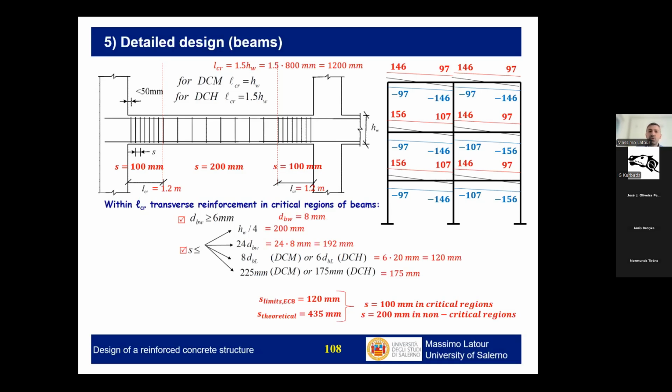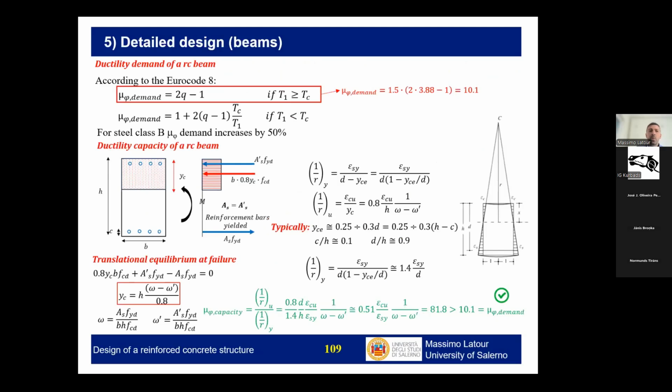This ductility will be controlled indirectly with this type of controls and also directly, performing a comparison between the ductility demand and the capacity. The ductility demand according to Eurocode 8 is just calculated starting from the period of the structure and the q factor. The larger is the q factor, the larger will be the demand imposed on the structure, the local demand. So this is what you see here. The local demand, so the ductility of the plastic hinges, will have to increase as long as q is increasing, the behavior factor. So we get this type of formula based on the period.